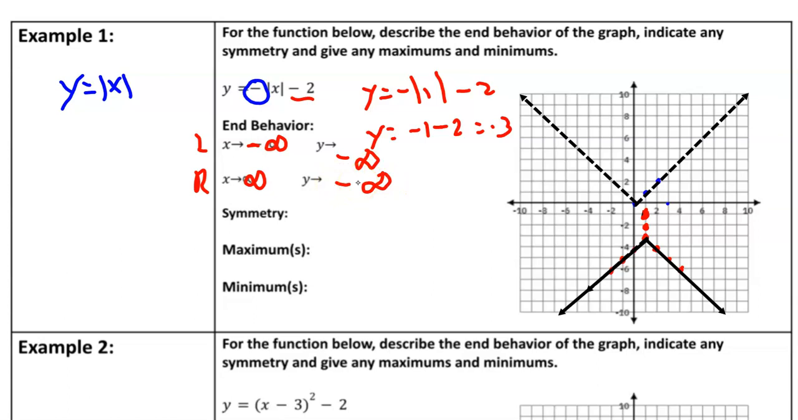Symmetry: the new graph has no symmetry because it was shifted. If it's ever shifted right, left, up, down, you're not going to have symmetry. So none. And it does have a maximum, and that ordered pair is 1, -3. So my maximum value is -3, because that's the y value. It does not have any minimums. Okay?